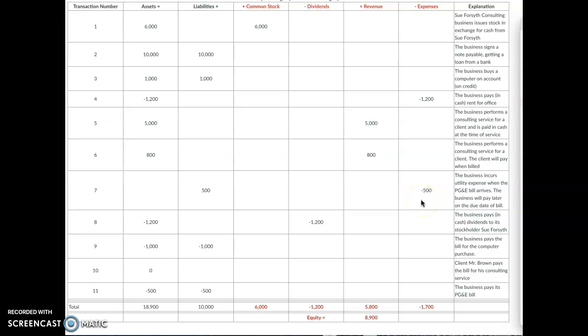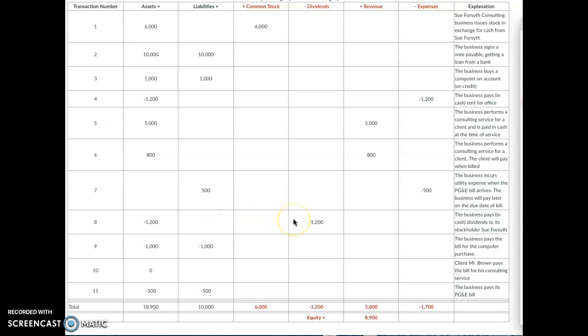Transaction number 7, the business incurs utility expense when the PG&E bill arrives. The business will pay later on the due date of the bill. Well, the business has incurred an expense. Expense decreases equity, and a liability is increased because we will record that as an accounts payable, a liability.